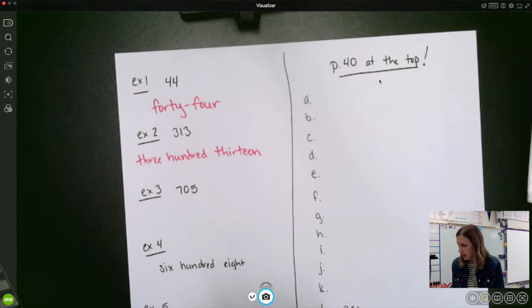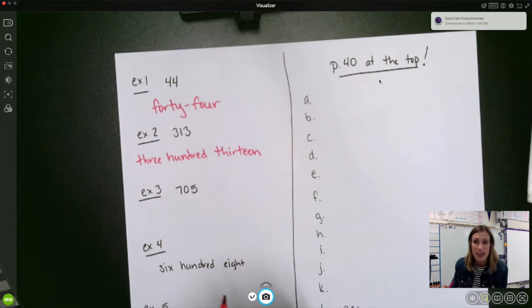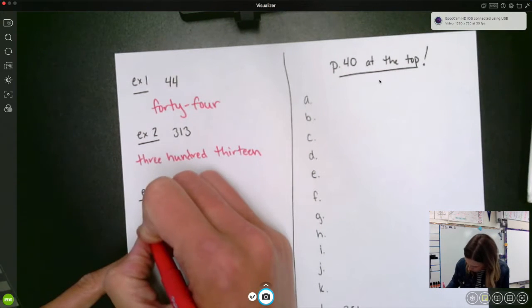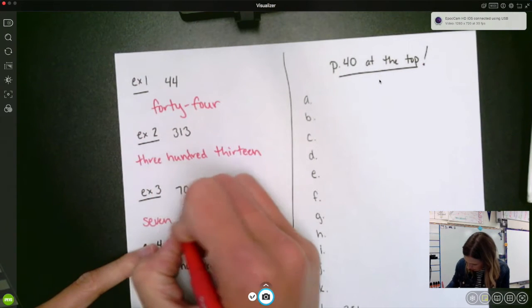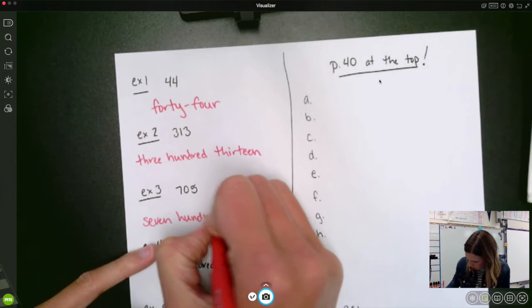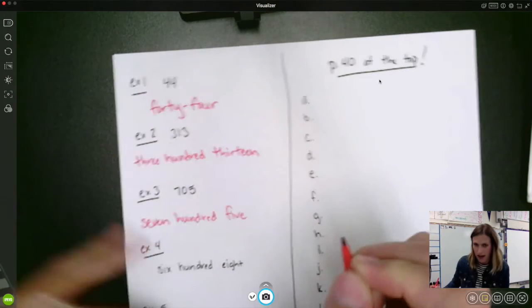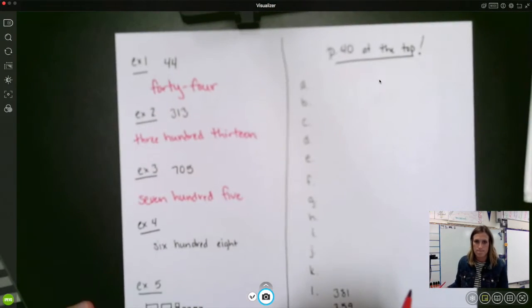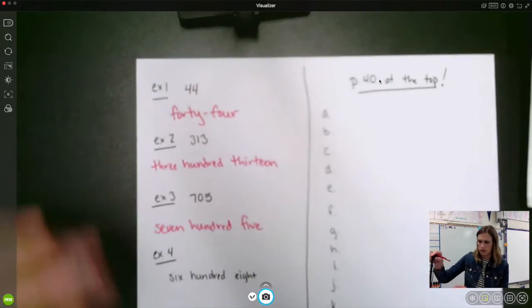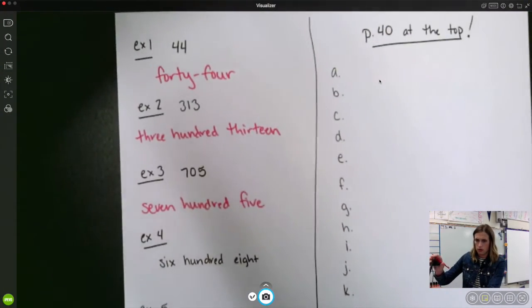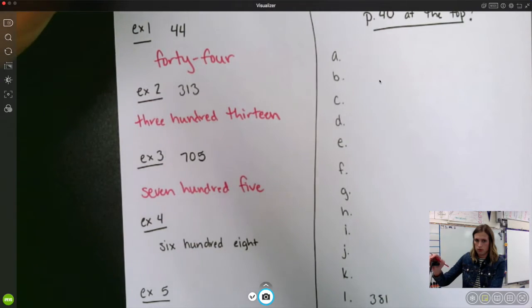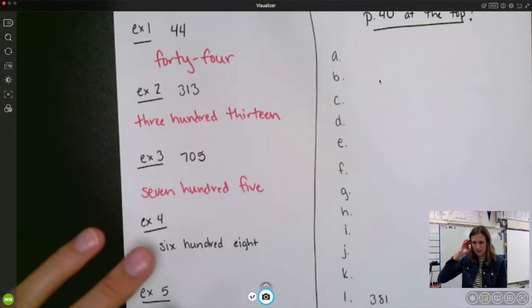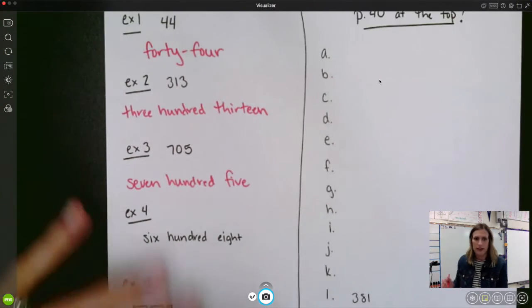Moving on. 705. It's 705. Okay? Put that a little closer so you can see. Hopefully my camera stays.